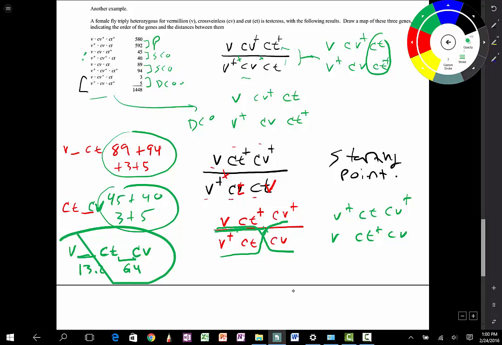We can redraw it down here maybe if we're lucky. V, cuts in the middle, CV's down here. 13.2, 6.4.